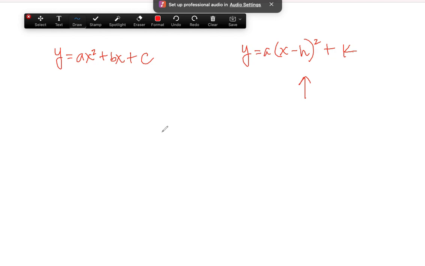It's like point slope or something. I don't even know. It's okay. It's called the vertex form.